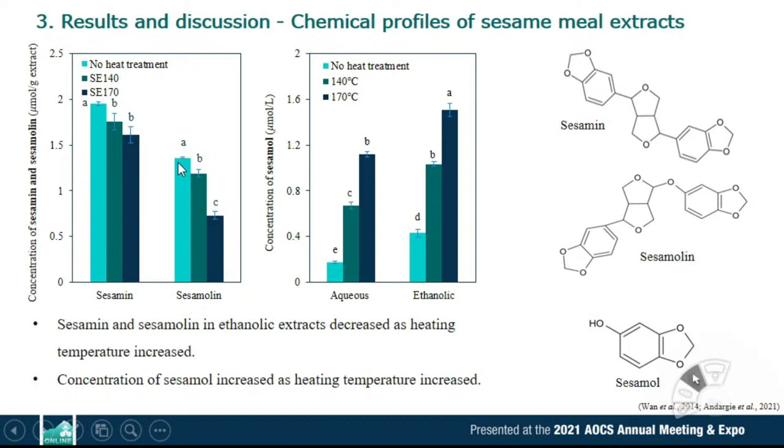Sesamin and sesamolin are lignan compounds of sesame. Lignan compounds and sesamol are the reasons for the high oxidative stability of sesame oil. There was a decrease of sesamin and sesamolin concentration when heating temperature increased. On the other hand, sesamol concentration increased as heating temperature increased. This is because sesamol is formed from sesamolin by thermal and acid treatment.